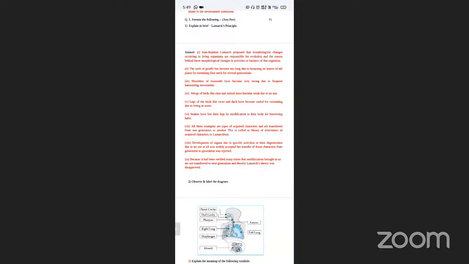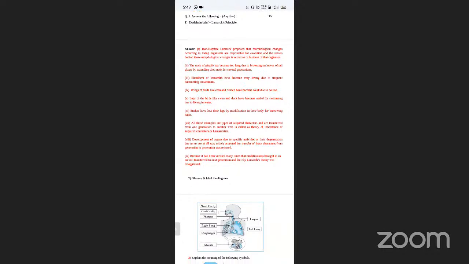The question is for 3 marks. So at least you should write 7 to 8 points. Is that clear? You are supposed to remember at least 7 to 8 points, so that you can score good marks.